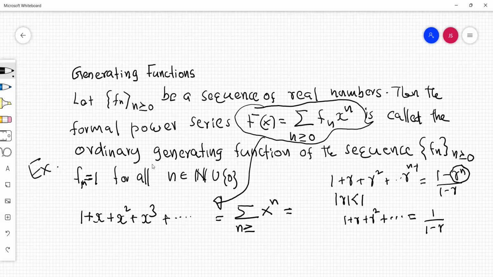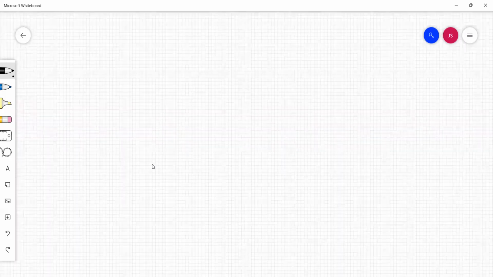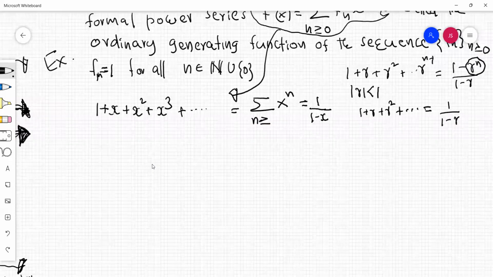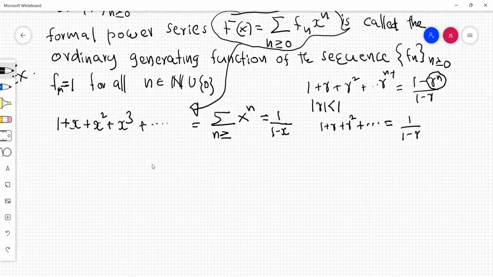So the associated function for this one is 1 over 1 minus x. Now you can see here we don't consider any convergence issues. We just wrote it down as a formal power series. So that is the associated function for this one. Okay, now you must be familiar with this kind of thing. Let's see another one.